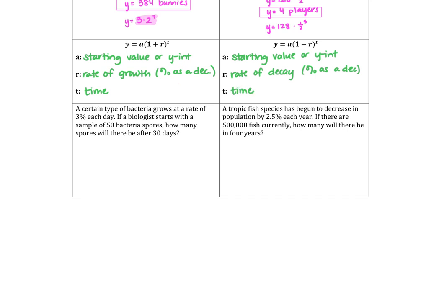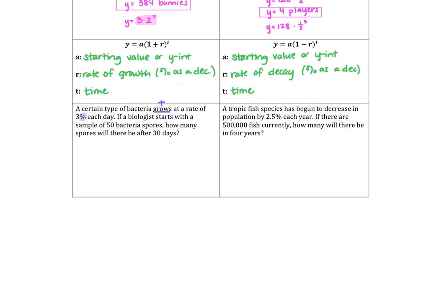So let's look at two word problems that have to do with this. We have a certain type of bacteria that grows at a rate of 3% each day. So there's a couple of important pieces here. It grows, so that tells me growth. That tells me I'm going to be adding, and it grows at a rate of 3% each day.